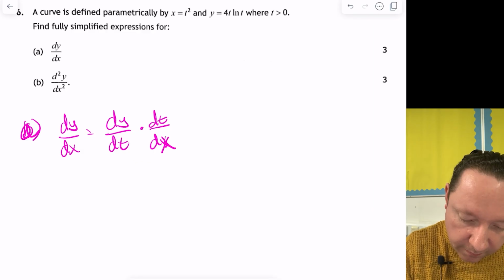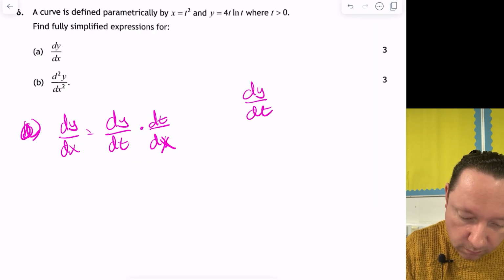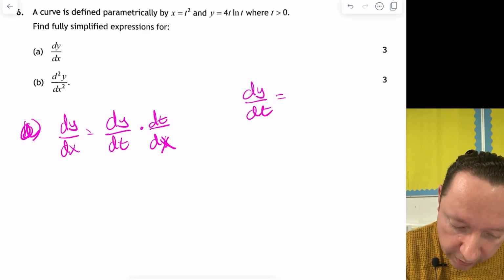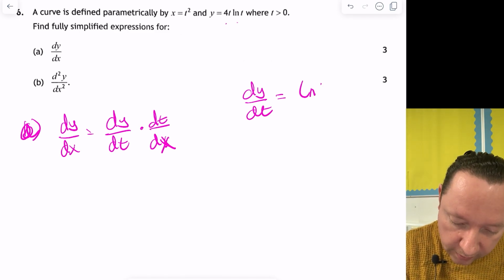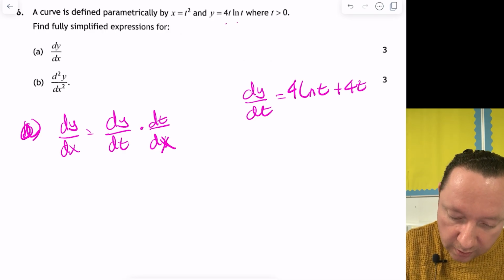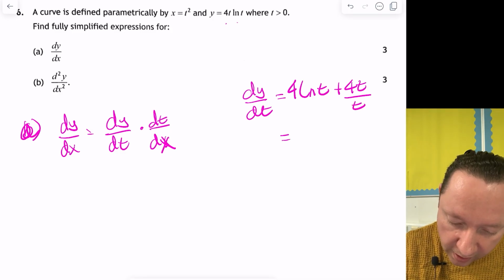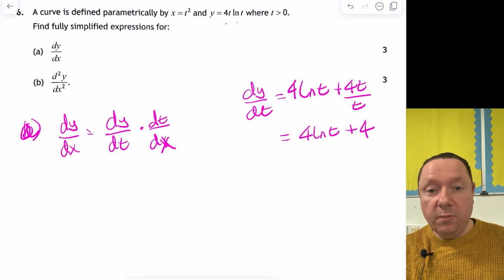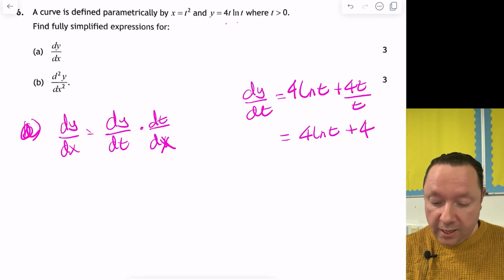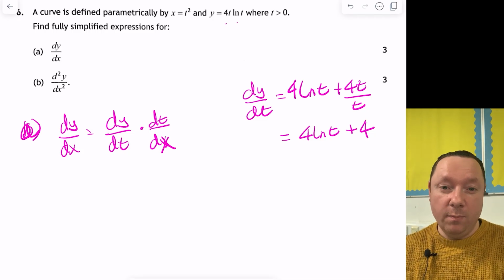So dy by dt. It's a product, so it's v u dash, so that's log t times 4, plus u v dash, where log t becomes 1 over t. Simplify that, we get 4 log t plus 4. Now we could simplify that further by putting it in brackets, but I'll leave it like that for now in case I need it outside. I'll put it back in later.